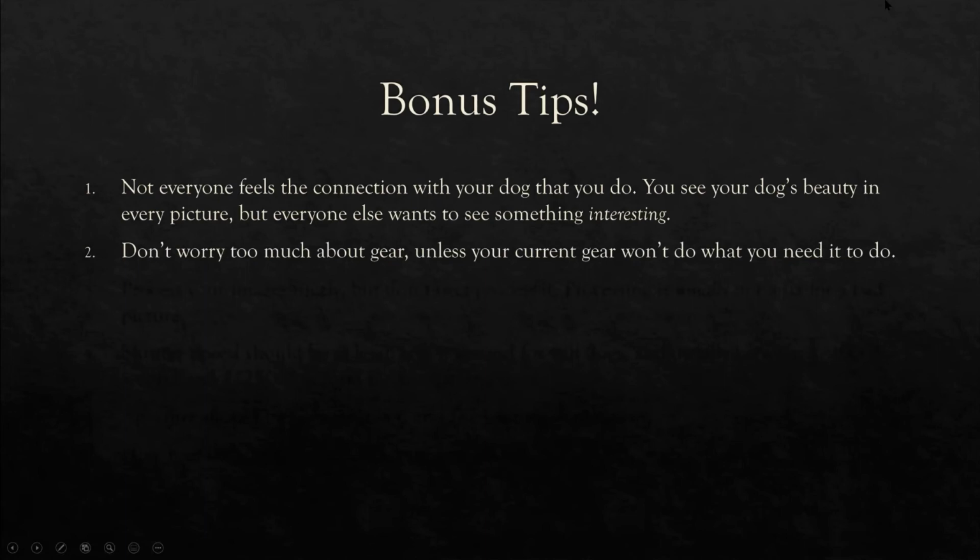Don't worry too much about gear unless your current gear will not do what you need it to do.